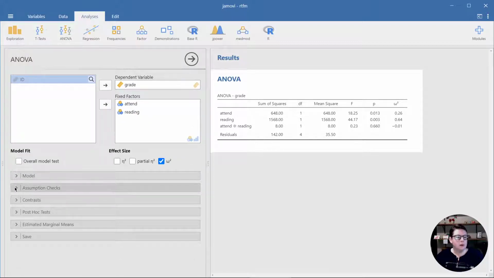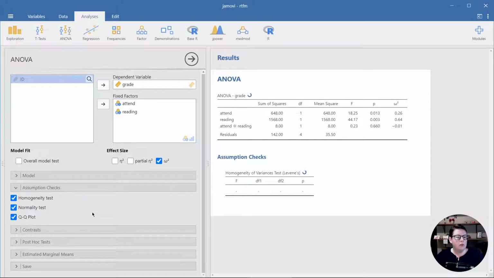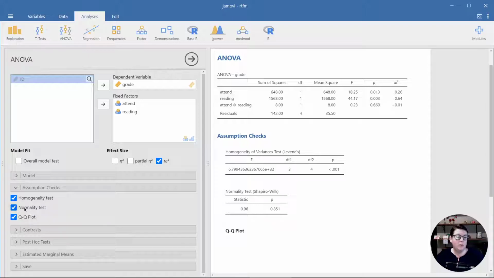Okay, so we're done with model, assumption checks, homogeneity, normality, QQ. We'll do all this. But remember, when we're doing normality and stuff, we should also check the skew and kurtosis. I'm just going to skip that for today.